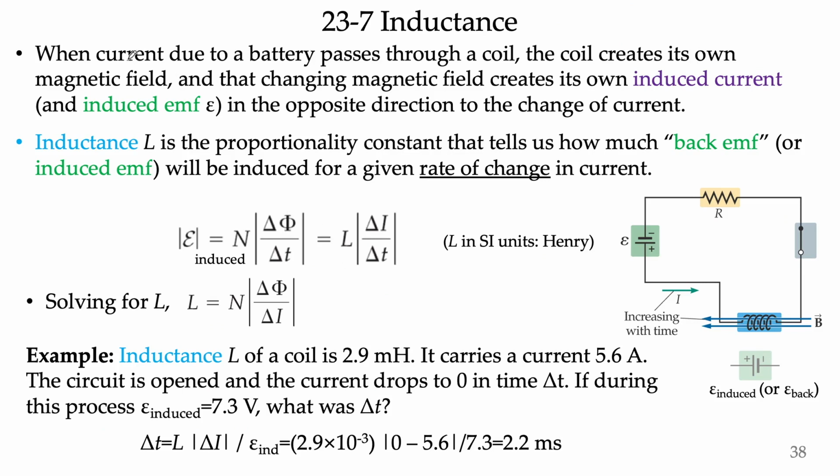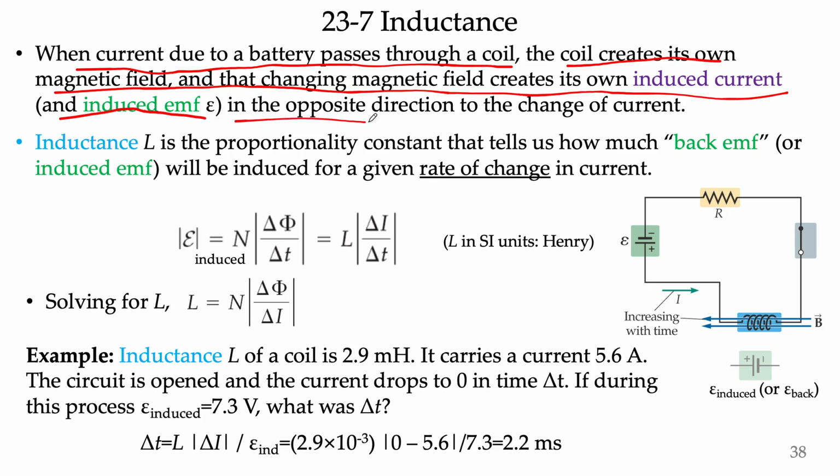Okay. So when current due to the battery passes through a coil, here we have a battery, there is a resistor, and there is this coil connected to the circuit. So when current due to a battery passes through a coil, the coil creates its own magnetic field, and that changing magnetic field creates its own induced current. Okay, we just learned this. This is self-induction. And it's in the opposite direction to the change of current.